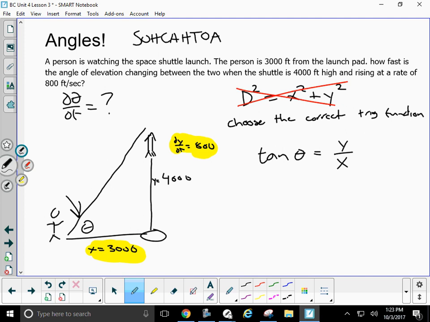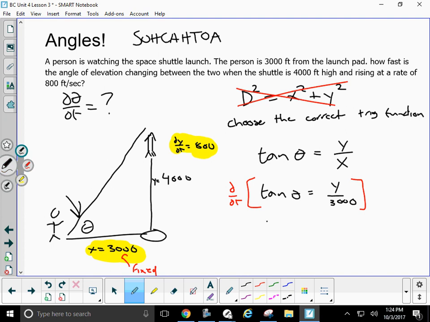But we have a specific situation here. And we know that this person is always 3,000 feet from the launch pad. So I'm going to rewrite this formula knowing that this is always going to be fixed. This allows me to take the derivative and not have to use the quotient rule, which is going to help tremendously. Okay, I'm ready to take the derivative. I'm trying to find d theta dt. I have all my other information, so let's go ahead and do that.